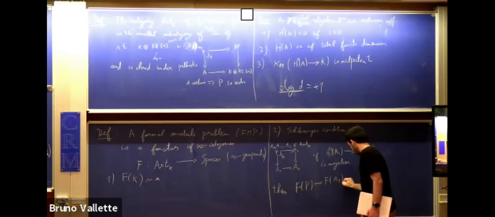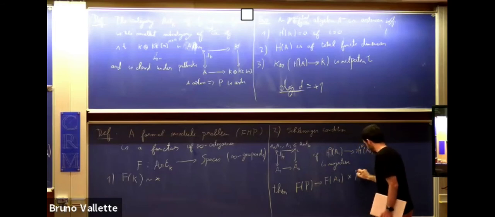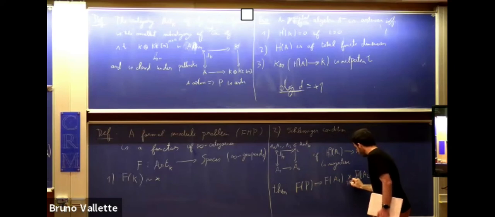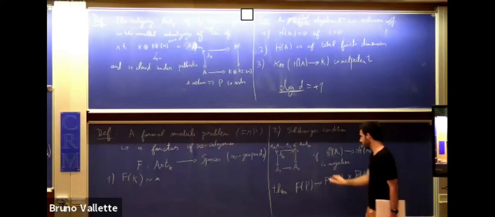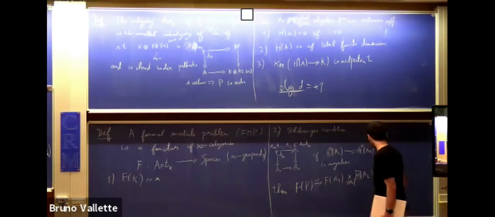So A1 cross F of A2 over F of A0, and you require this map to be an equivalence as well.